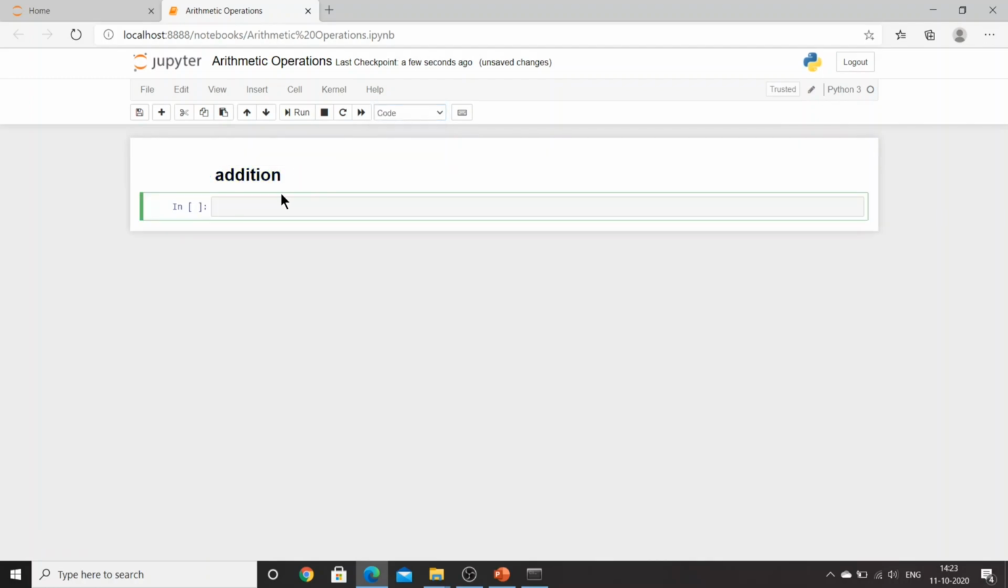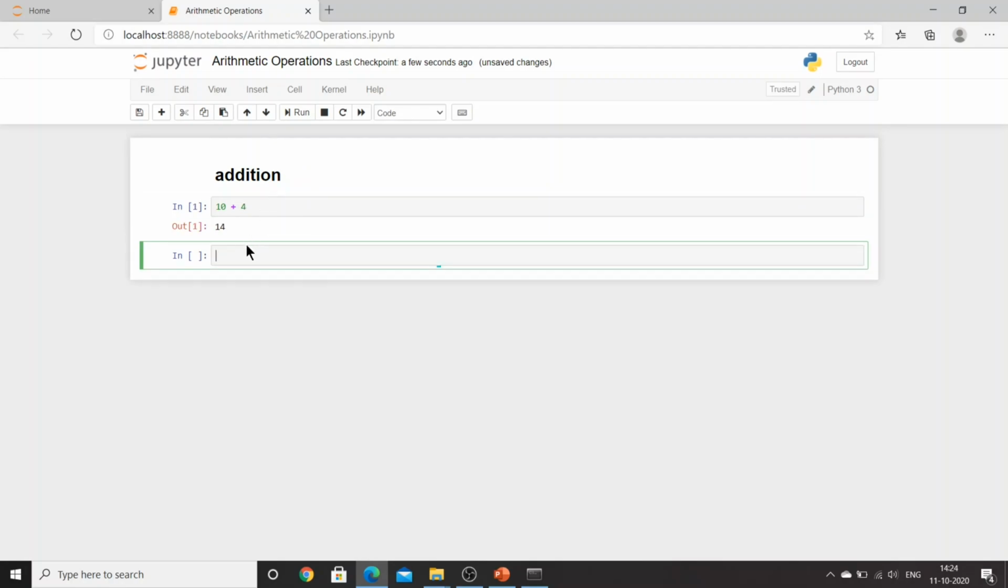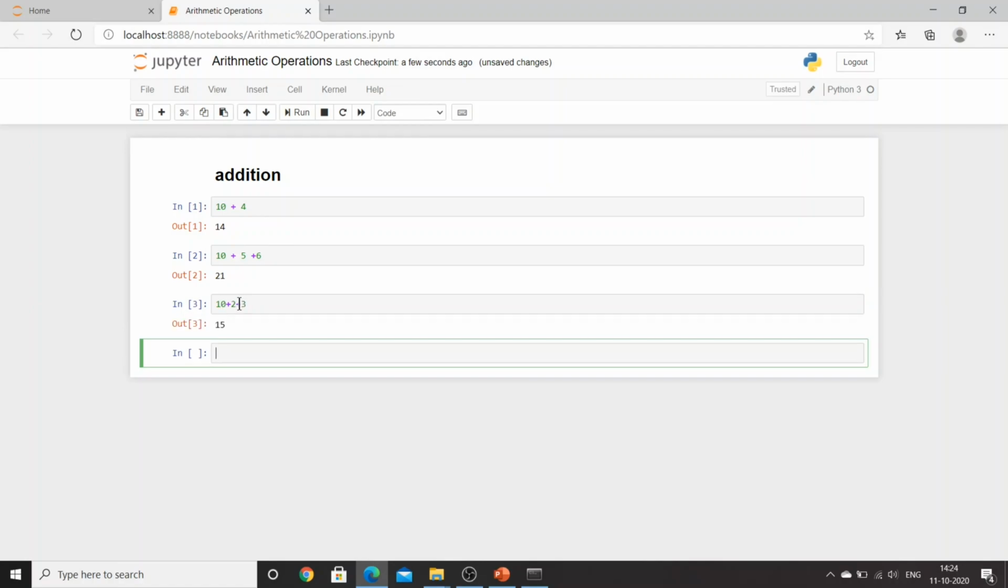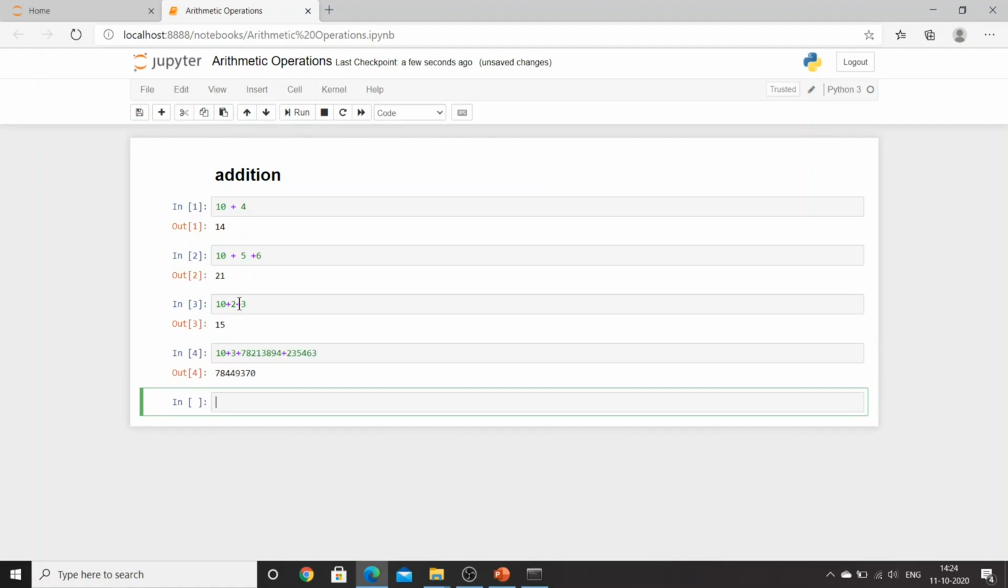should be looking good. Okay, then let's see 10 plus 4, so you'll get 14. Now 10 plus 5 plus 6, you'll get 21. If you do not want to give spaces over here, you can give like 10+2+3. In this way you can do the addition part. So you can try as many numbers as possible. 10 plus 3 plus 7, 9, 9, 8 plus 2, 3, 4, 5, 6. And if you want to execute, you can execute with shift plus enter.